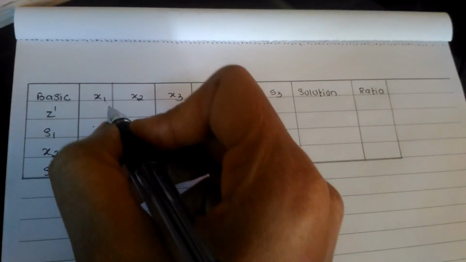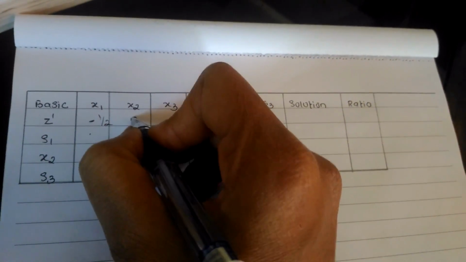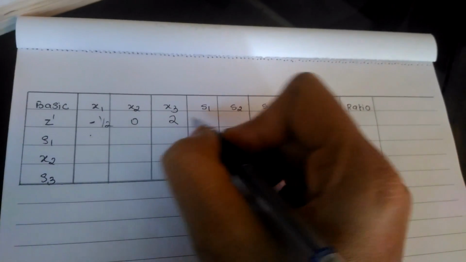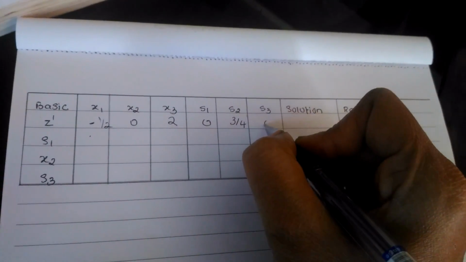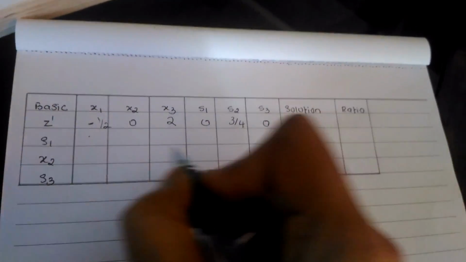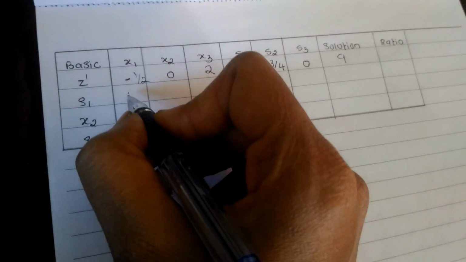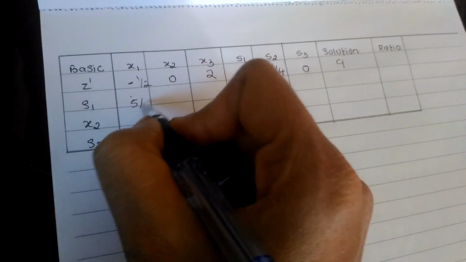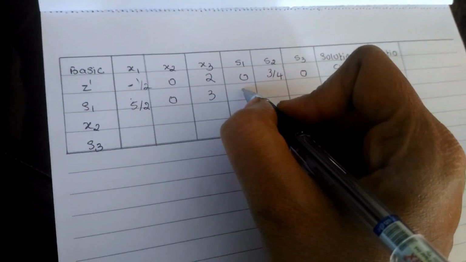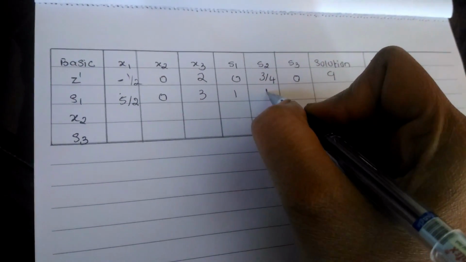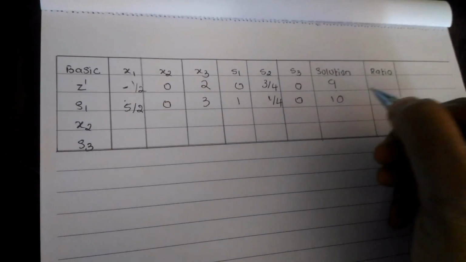The values of new Z complement row are minus 1 by 2 for X1, 0 for X2, 2 for X3, 0 for S1, 3 divided by 4 for S2 and 0 for S3. Solution was 9. And the values of new S1 row at the end of the first iteration were 5 by 2 for X1, 0 for X2, 3 for X3, 1 for S1, 1 divided by 4 for S2 and 0 for S3, and then solution was 10.